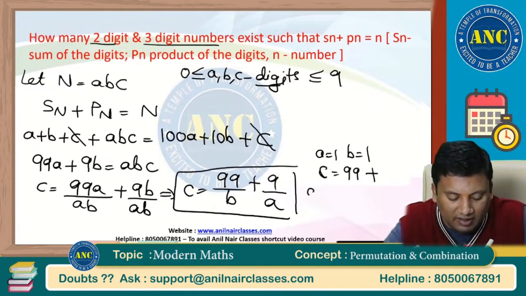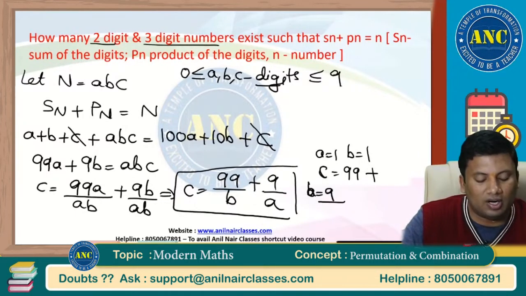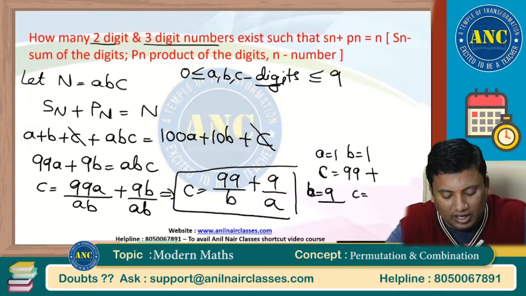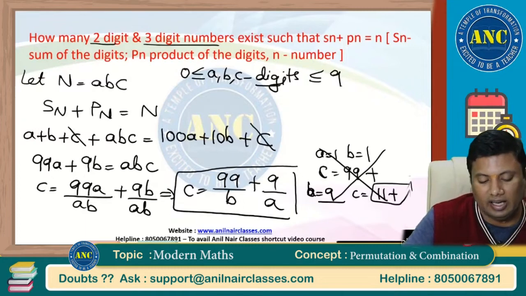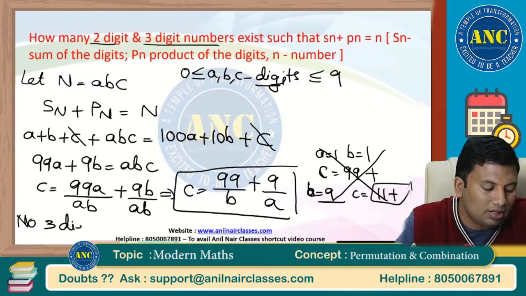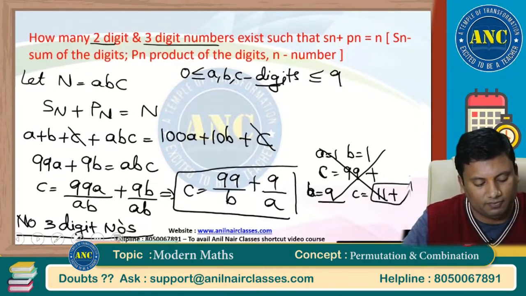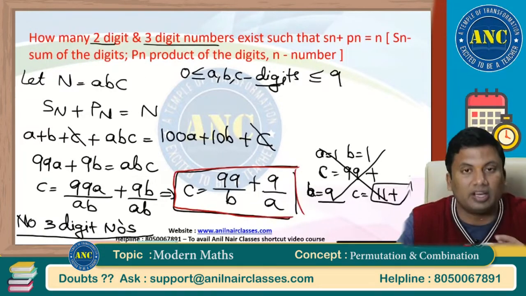C is a digit. Even if I give B the value 9, which is the maximum value, the denominator cannot be 0, so A and B I did not give 0. If B is 9, this will be 99 by 9, 11 plus something. 11 plus something is incorrect, 99 plus something is incorrect. So there are no 3-digit numbers that will satisfy this equation. I hope you understood why I divided by AB, because that gives me a conclusion.